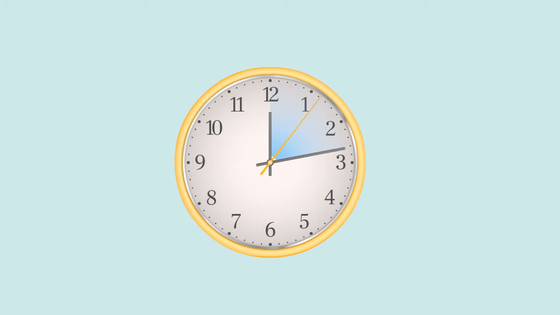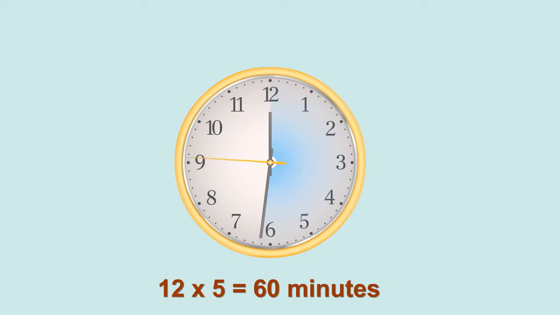Sarah, can you tell me how many minutes the minute hand covers when it moves around the whole clock? Since there are 12 divisions in the clock, and in each division the minute hand covers 5 minutes, that means for the 12 divisions, the minute hand will cover 12 times 5, which is equal to 60 minutes. So the minute hand covers 60 minutes when it moves around the clock.